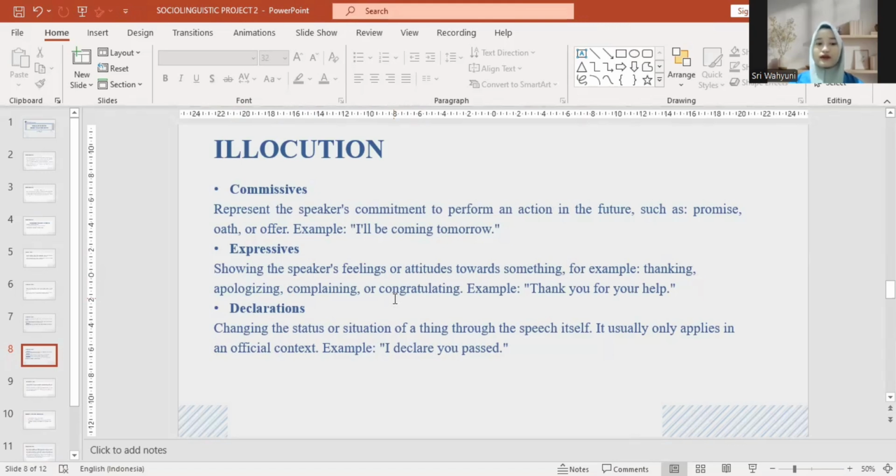And the last is declarations. They change the status or situation of a thing through the speech itself. It usually only applies in an official context. For example, I declare you passed. This sentence is a declaration because it creates a direct change in a status.